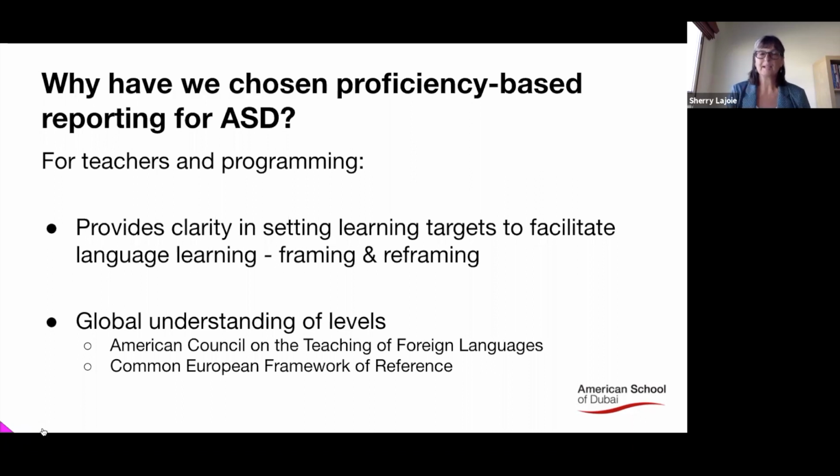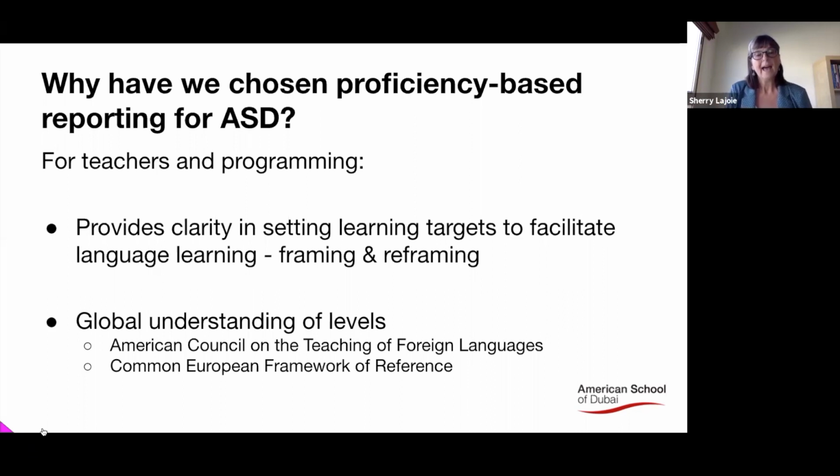Having the framework provides clarity for teachers to set learning targets for the lesson, the week, the day, and to facilitate the language learning. And with the feedback portion and the reflective portion, it allows teachers and students to reframe. If something has not been achieved that week, then the teacher may use that information to reframe. How do I reframe that learning target? What learning practices do I need to bring to the students to offer them a different opportunity to learn and demonstrate learning?